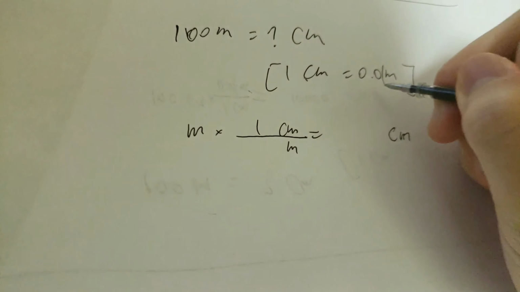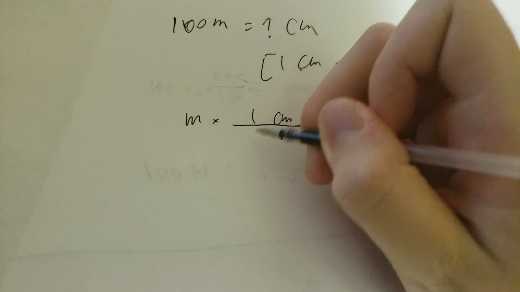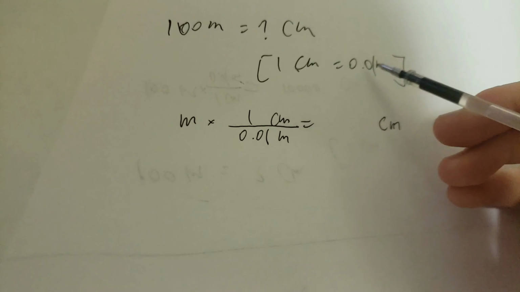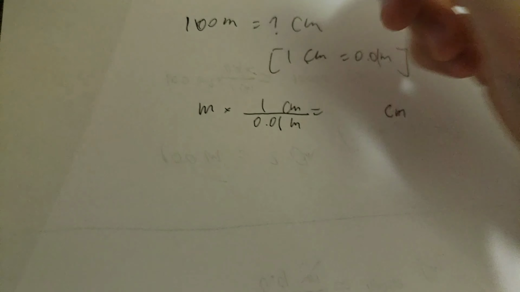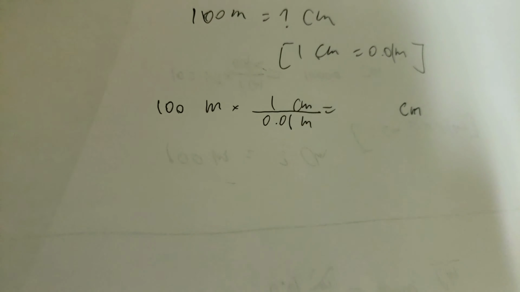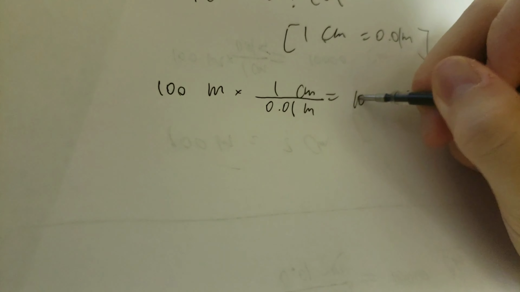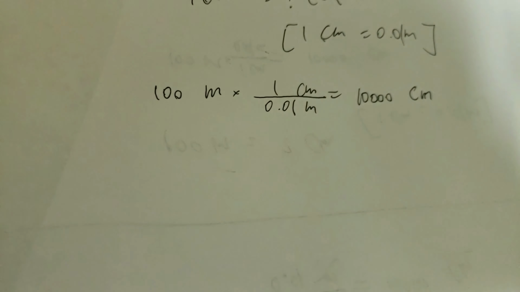1 centimeter equals 0.01 meter, so 1 on top, 0.01 on the bottom. 1 centimeter, 0.01 meter. Okay, now we start with 100 meters. So if you use a calculator, our answer will be 10,000 centimeters.